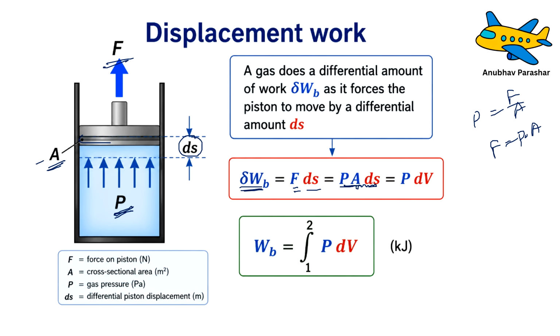The cross-sectional area of the piston multiplied by ds is nothing else but the change in volume, that is dV. So this is the small amount of work done when the piston moves by a small distance ds. Now what if there is a huge movement of the piston, a lot of displacement? If you want to calculate the entire work done, it is simply the integration of P dV from state 1 to state 2.